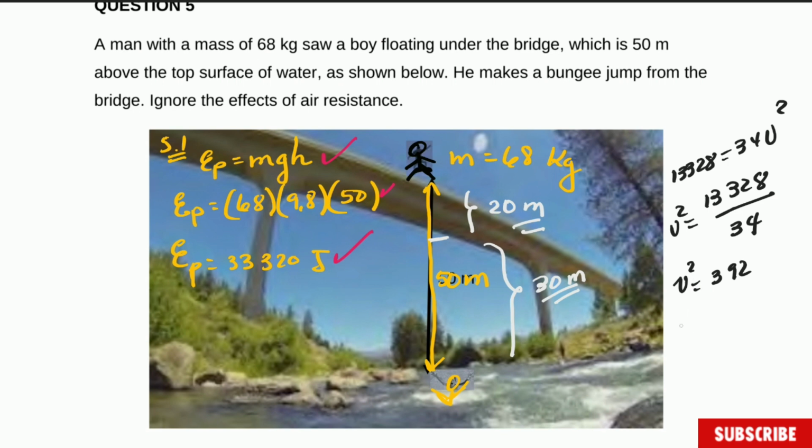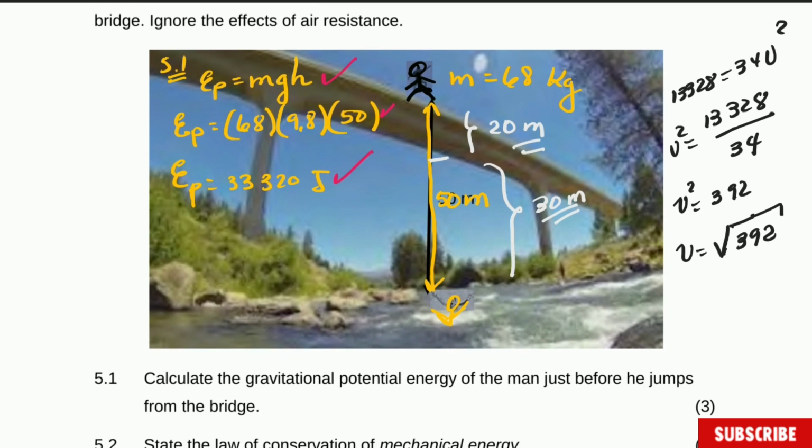So v squared is equal to 392. But now this is the square, so v is equal to the square root of 392. I'm doing step by step, guys, in case somebody doesn't understand. So the final speed is 19.8 meters per second. That is the answer. All this one is just a calculation.